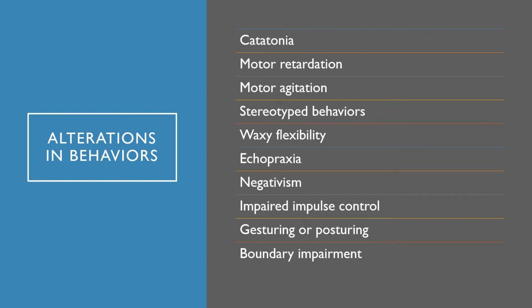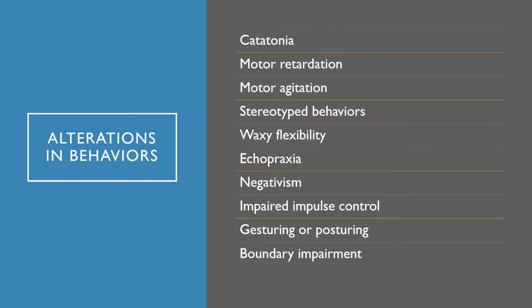Motor retardation is just that, slow movement. Motor agitation is excited behaviors. It might include pacing, rocking. It can sometimes cause extreme exhaustion. Extreme agitation may include running out into traffic or knocking others over. Stereotyped behaviors are those repetitive behaviors that really have no purpose.